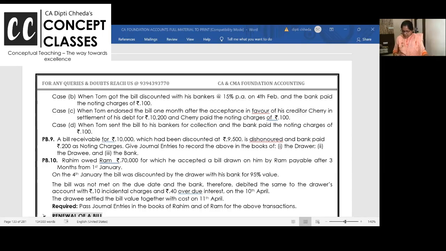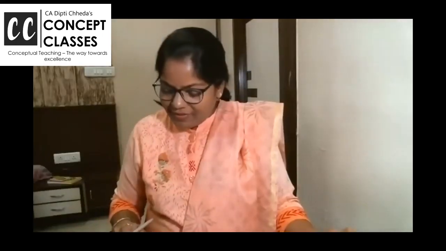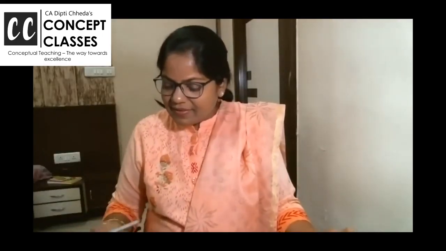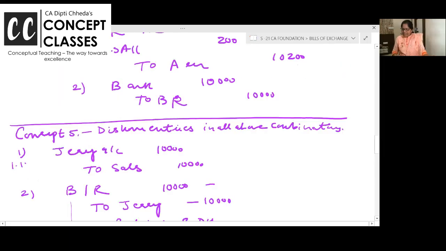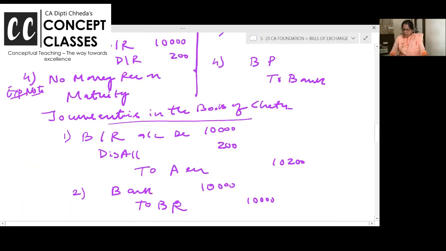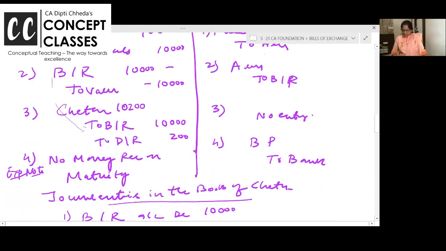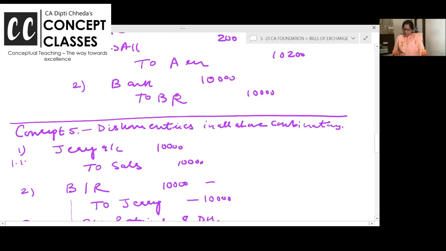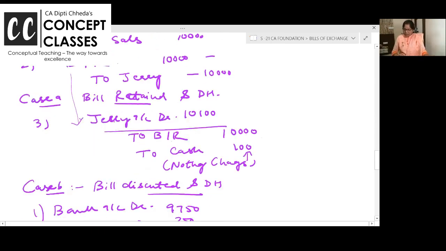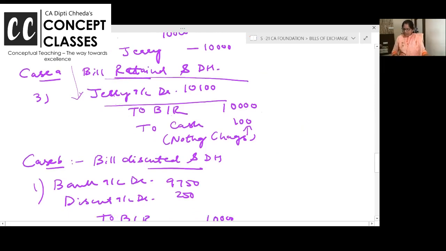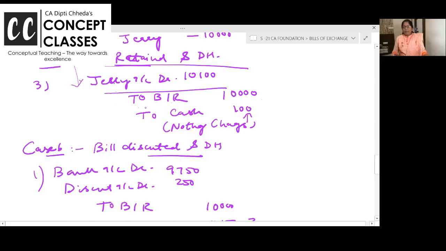Yeah. Look at the screen. One second. Okay, this is yesterday's problem. Let's revise once. Look at the screen. I am revising for all of you in all the 4 ways. Dishonor entries. Jerry to sales, bills receivable to Jerry. Jerry is drawing. So if it is retained and dishonored, Jerry to bills receivable to cash.